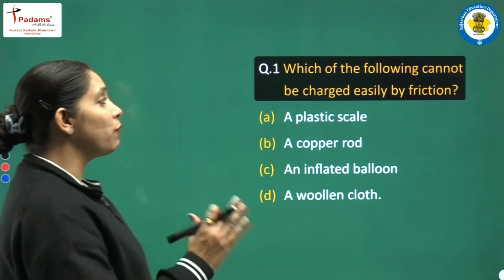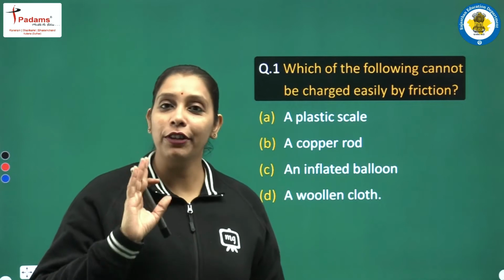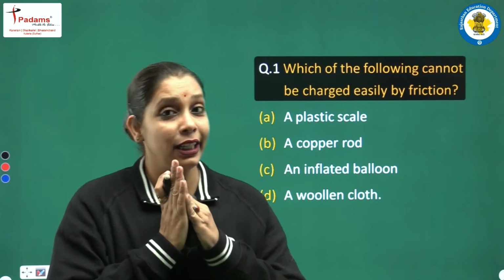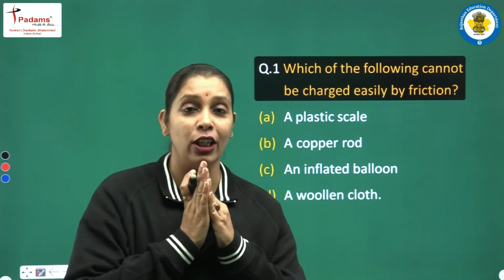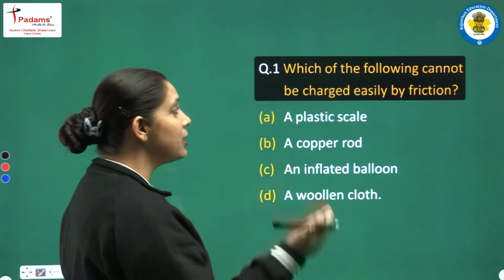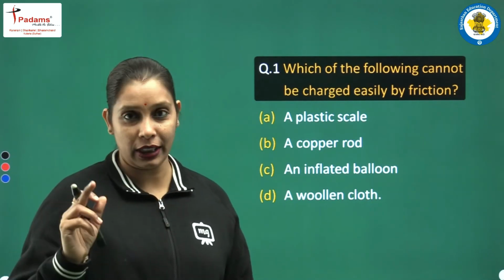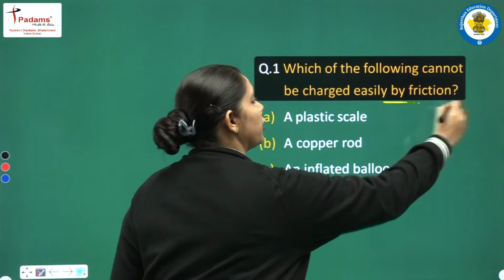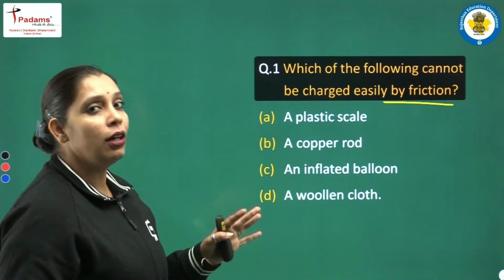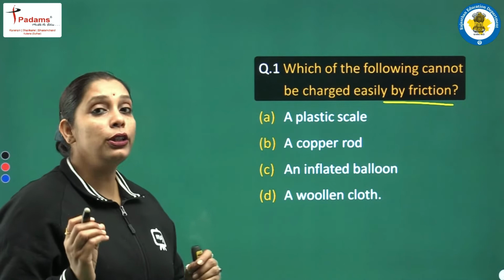Question 1 is, which of the following cannot be charged easily by friction? Everybody knows what is friction. When we rub our both the palms, क्या होती हैं? गर्म हो जाती हैं. That means friction is there. So the question is asking you कि इन चारों में से ऐसा कौन सा ऑब्जेक्ट है, ऐसी कौन सी बॉडी है जो इजीली चार्ज नहीं हो सकती है बाय फ्रिक्शन. Clear class 8th? So read one by one. A plastic scale, a copper rod, an inflated balloon, a woolen cloth.